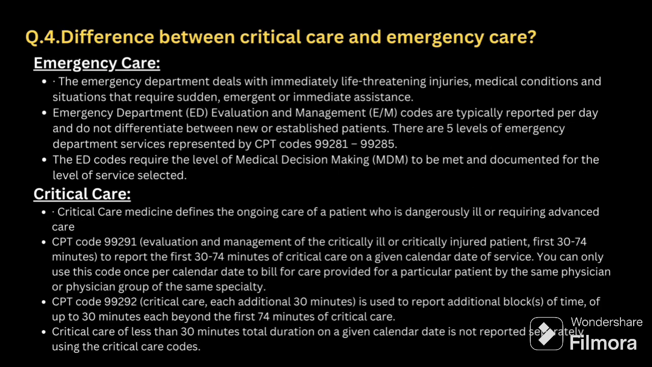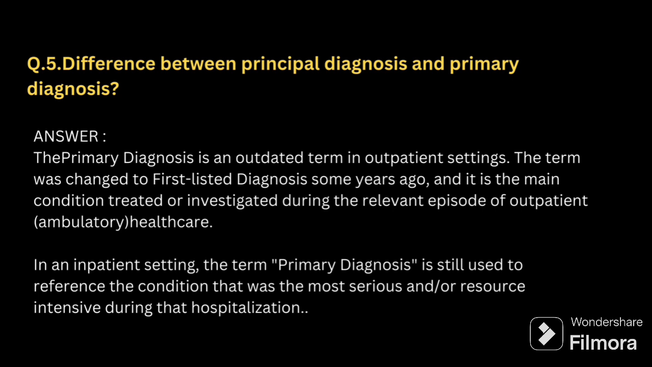And what is the difference between critical care and emergency care? Emergency care deals with immediate life-threatening injuries and medical conditions. Critical care defines ongoing care of a patient who is dangerously ill or requiring advanced care. Read the definition carefully. I have given nearly 4 points for this.